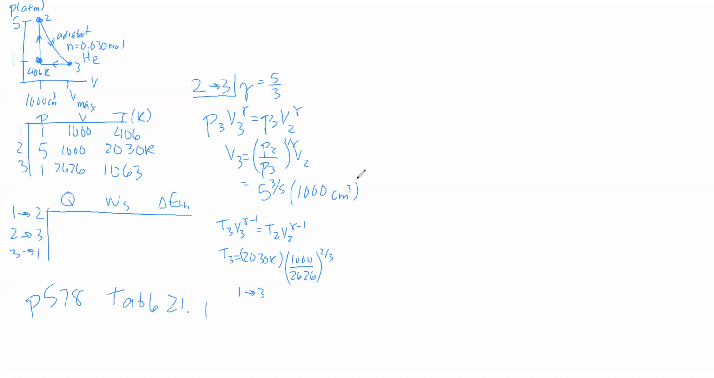And so let's go through those processes in this third column over here. Let's start with 1 to 2. For many of these processes, you might find that one of those cells is 0. And indeed, from 1 to 2, the work done by the system is 0, because it's a vertical line. There's no area under a vertical line. And so that's an easy way to start right here.